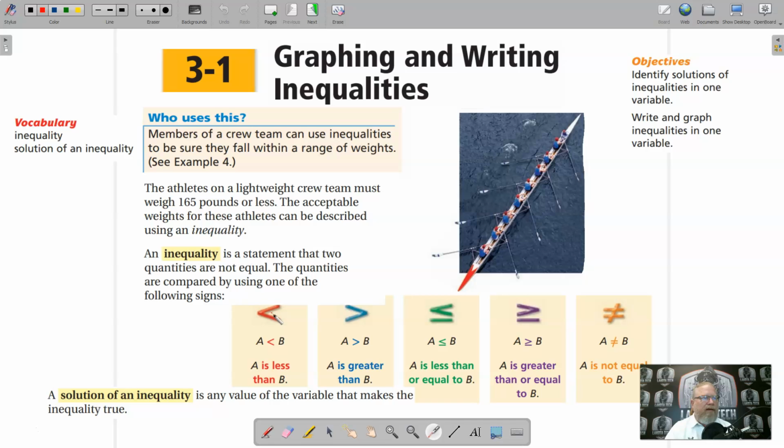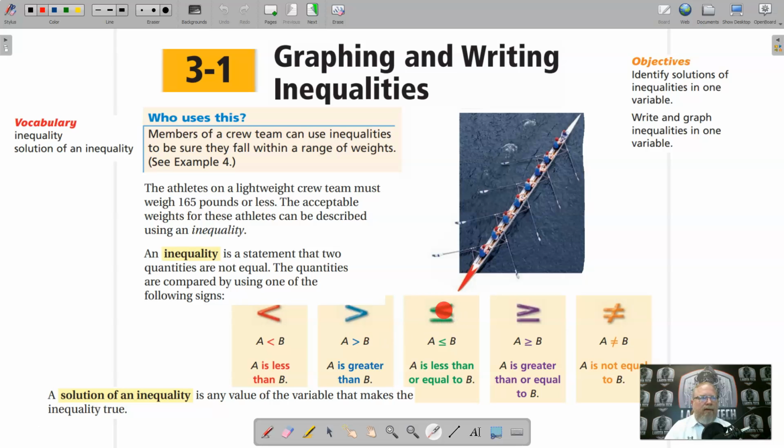Our first sign here that we have is this red arrow to the left. We verbalize that symbol by using the words is less than. For example, A is less than B. Our second symbol is an arrow to the right, this blue arrow here, and we verbalize it using the words is greater than. For example, A is greater than B.